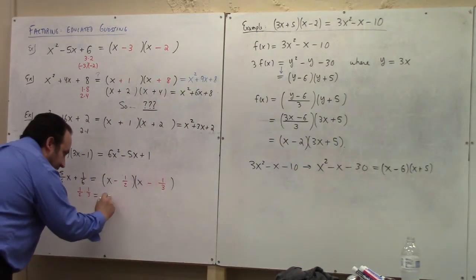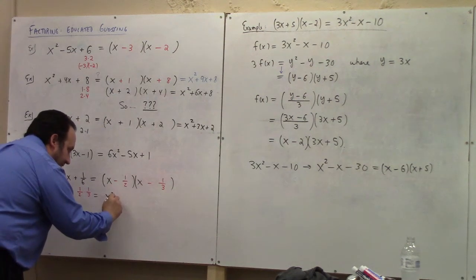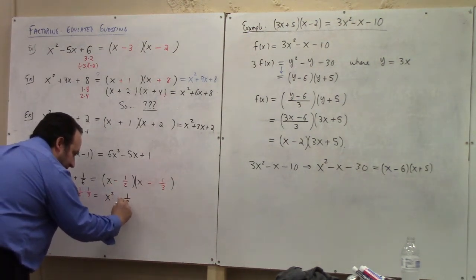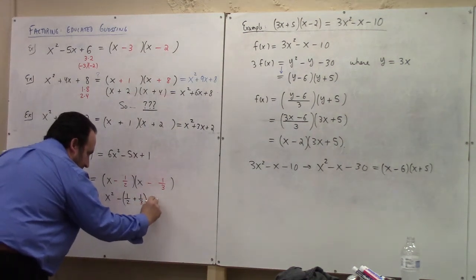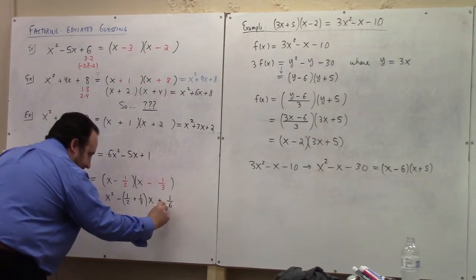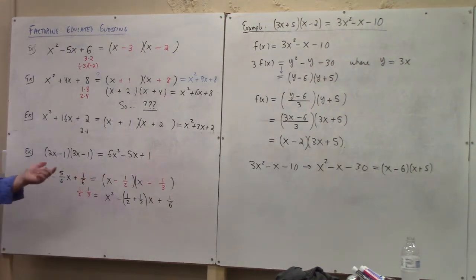I mean, this is x squared. And then we get minus 1/2 plus 1/3, parentheses x, plus 1/6. See, because I get a minus 1/2 and minus 1/3. What's 1/2 plus 1/3?